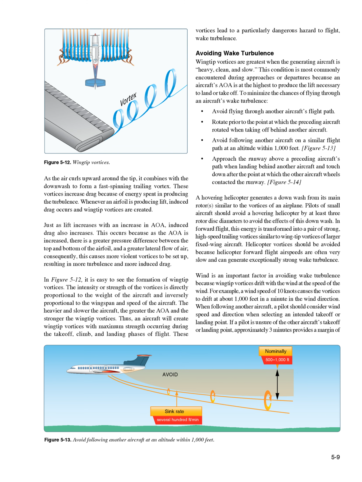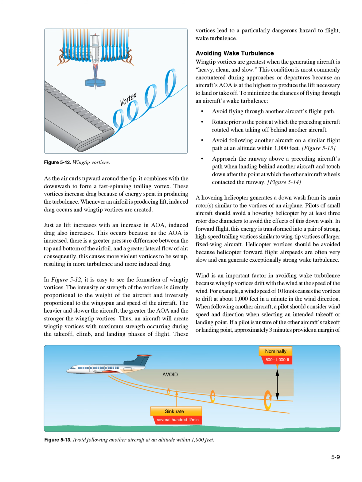Avoiding wake turbulence. Wingtip vortices are greatest when the generating aircraft is heavy, clean, and slow. This condition is most commonly encountered during approaches or departures because an aircraft's AOA is at the highest to produce the lift necessary to land or take off. To minimize the chances of flying through an aircraft's wake turbulence, avoid flying through another aircraft's flight path. Rotate prior to the point at which the preceding aircraft rotated when taking off behind another aircraft. Avoid following another aircraft on a similar flight path at an altitude within 1,000 feet.